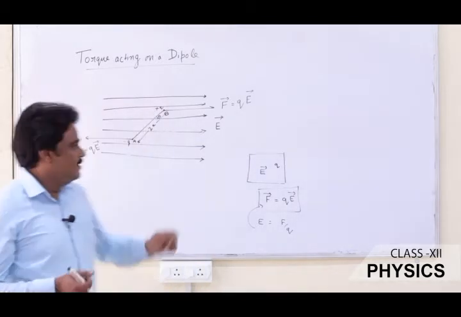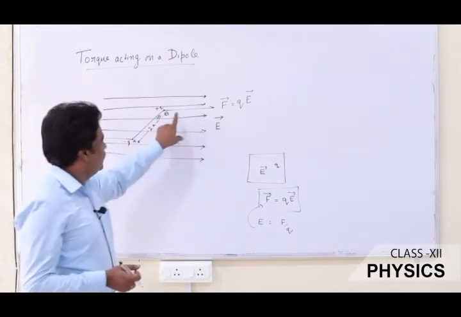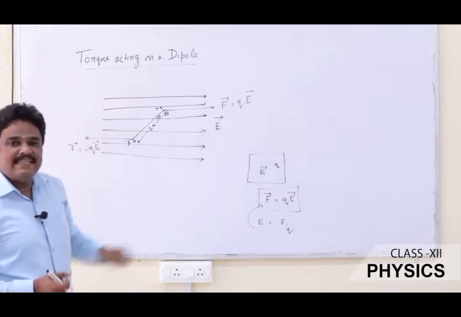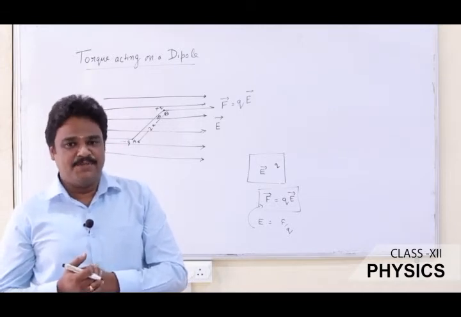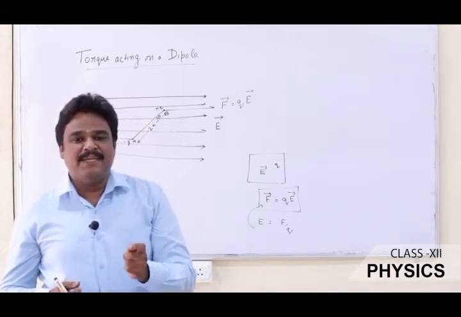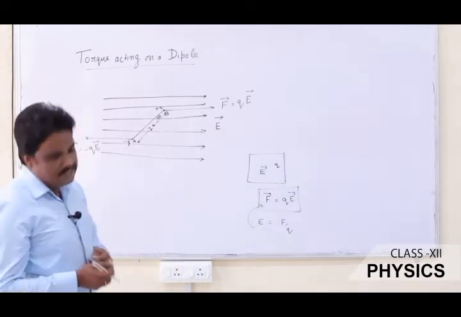Once again, the force on minus Q at A is minus QE, and the force on plus Q at B is plus QE. The dipole is under the action of two equal, unlike and parallel forces, and ultimately the dipole experiences a torque. Now, I am going to derive an expression for torque.